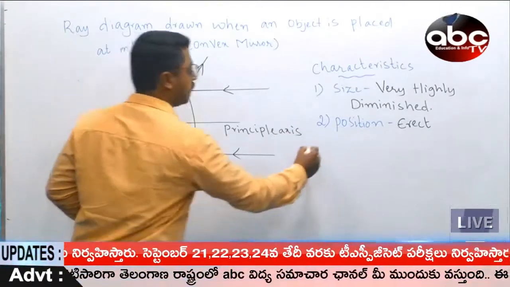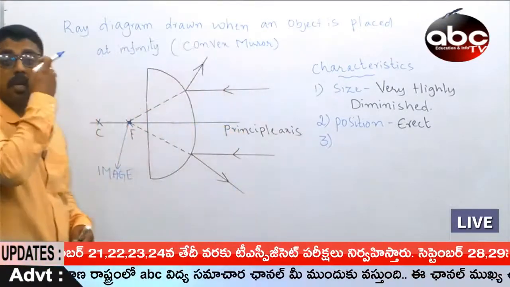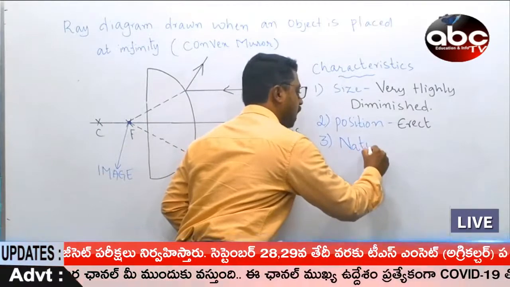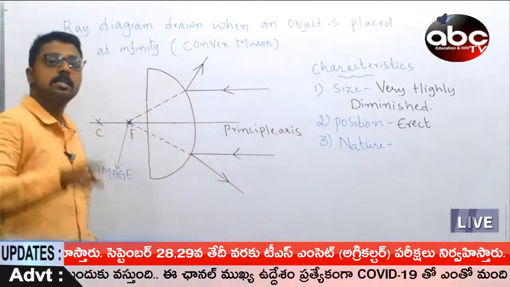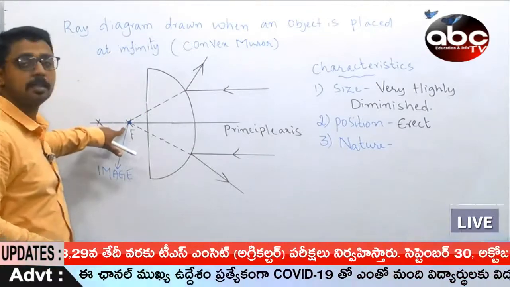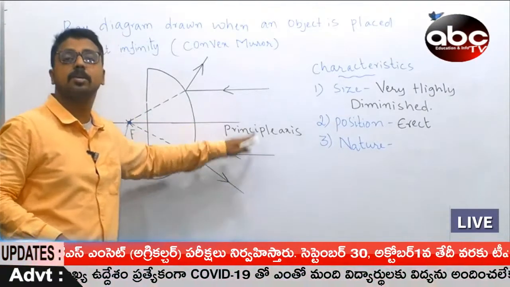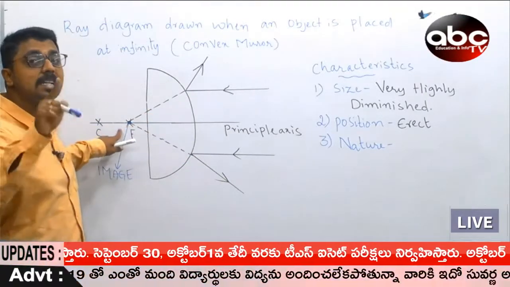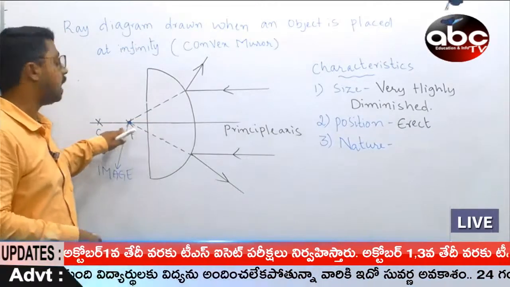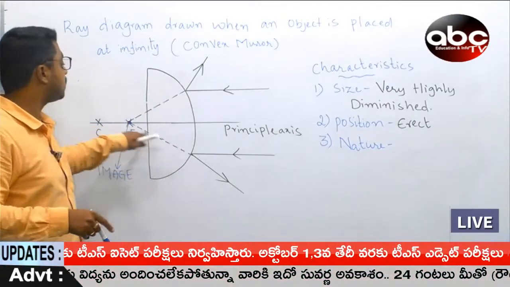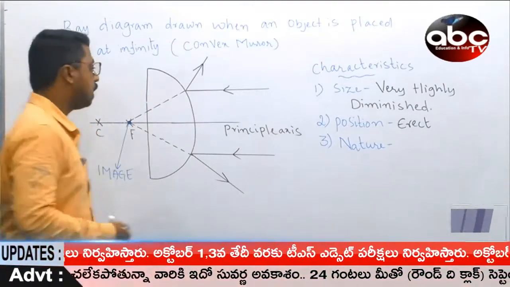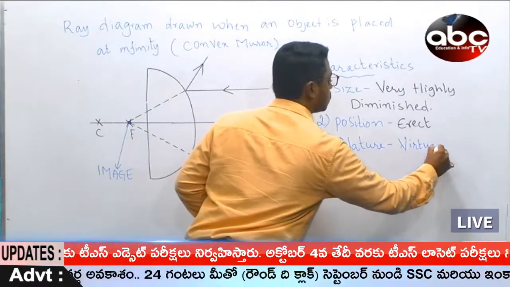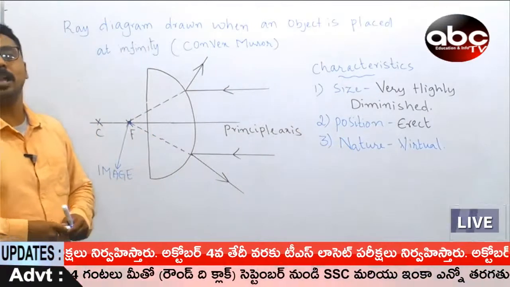Whereas while coming to the third, you remember about the third. What is the third? It's about the nature. Listen, my dear friends, this is a very interesting topic. Nature is nothing but, it is not formed on the active side. It is formed behind the mirror, and of course, it is not formed by the intersection of reflected rays. It is formed by the intersection of elongated or extended rays. Therefore, the image formed here is a virtual image.